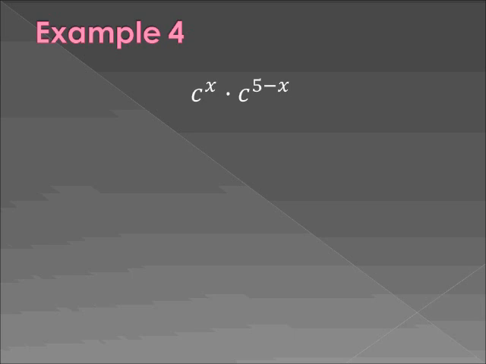Example 4, c to the x power times c to the 5 minus x power. Now, we have exponents of the same base. So what you want to do is to apply the first law. Now, when we do the examples, I want to encourage you to try to do these on your own and then hit play and watch what happens with the solution, but you can learn however you learn best.